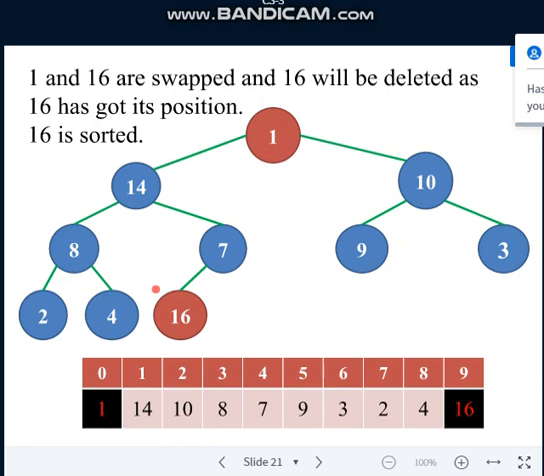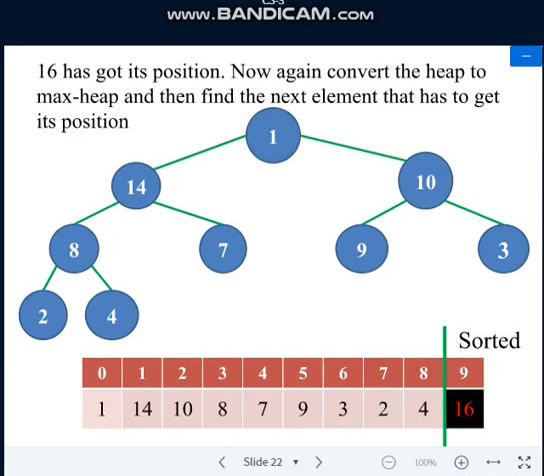Okay, so now we can delete this 16. That means 16 has got its position. Now I will not try to include that in the sorting technique. I will not disturb that 16. That is the reason I have deleted it from the tree. Look at this, 16 has got its position. It is already sorted, so I have deleted that node from the tree.